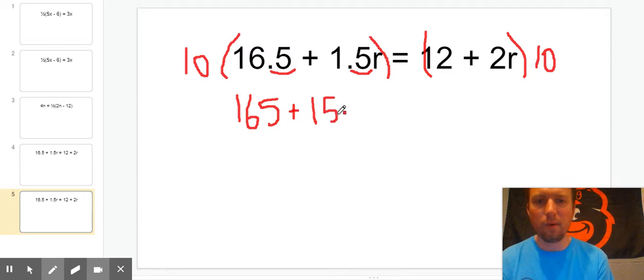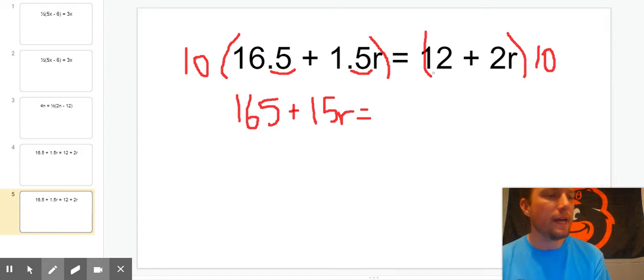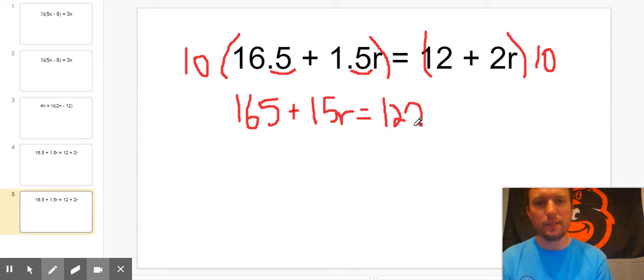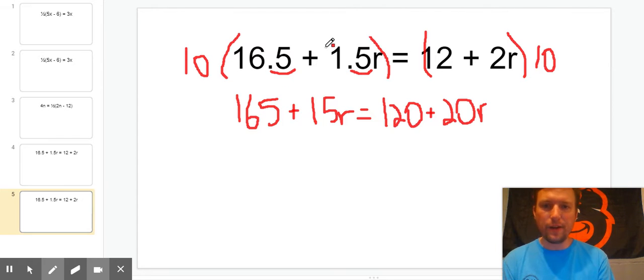Don't forget about our variable, r. And then on this side, 12. Oops, gave the answer right. 12 times 10 would give me, that's right, 120. And 2 times 10 would give me 20r. Now, do you see what we did here? In doing this, we kept our equation equivalent by multiplying everything by the same number, in this case 10, and I got rid of my decimals.